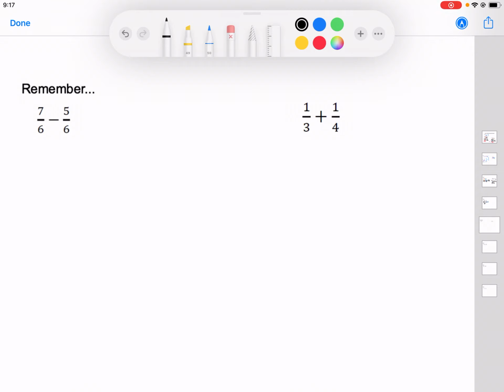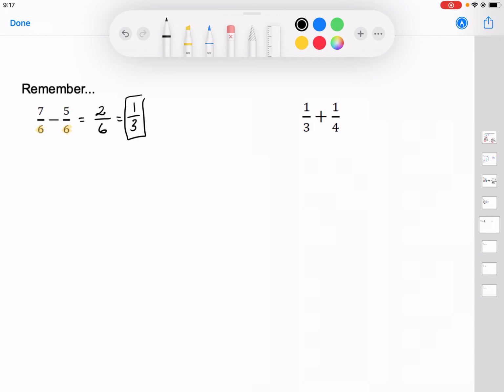So now we're going to talk about addition and subtraction when it comes to fractions. So remember, when you add or subtract fractions, you have to have a common denominator. And before you even simplify, you actually subtract first. So 7 minus 5 is 2. And then you keep the denominator the same. And then you always simplify at the end, which is a little different than what we've done on the others. So 2/6 would simplify down to 1/3 because they're both divisible by 2.